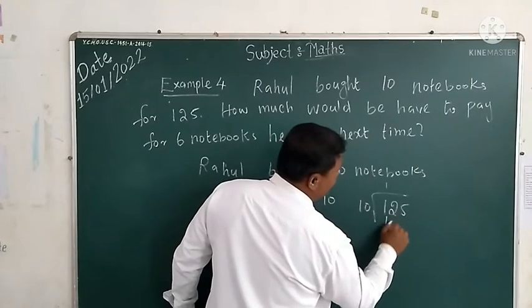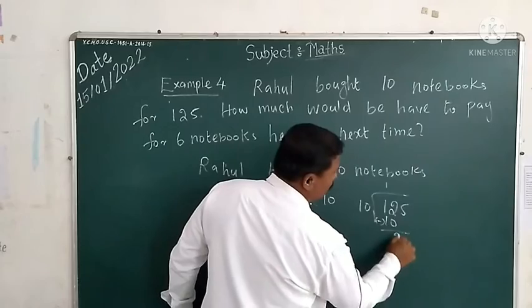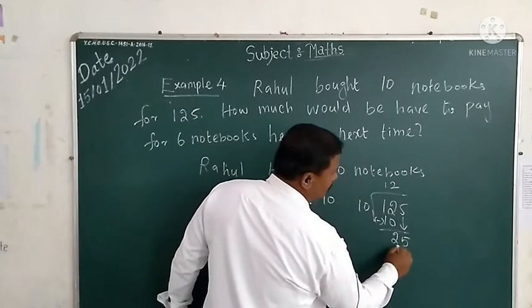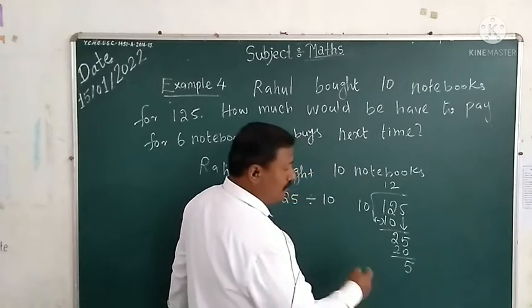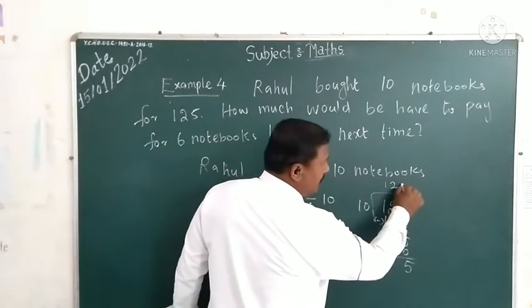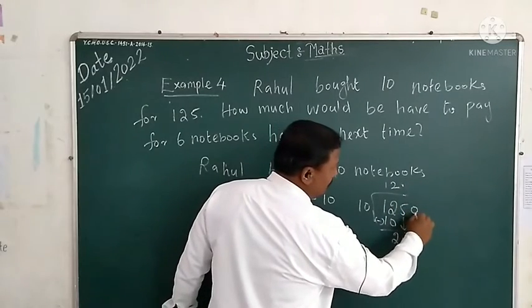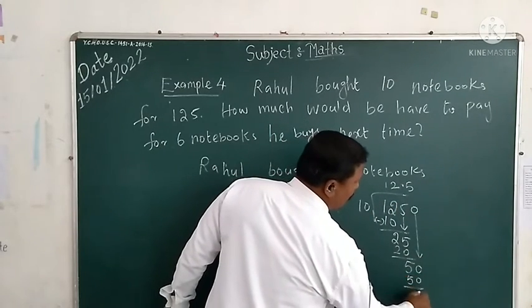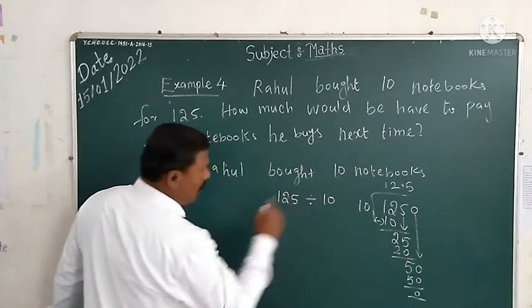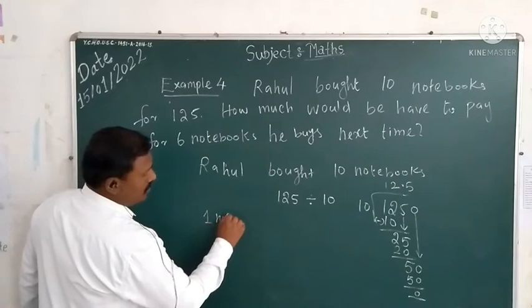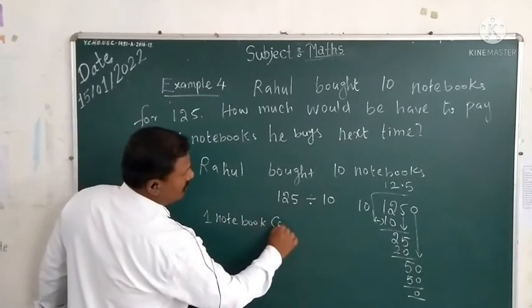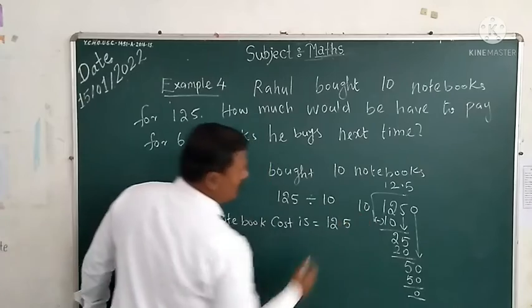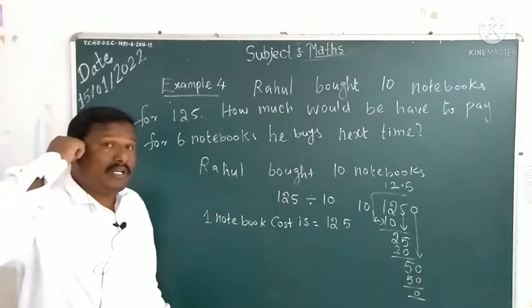So 125 divided by 10. So listen, 1 ten is 10. So subtract, remainder 2. Now bring down 5. So 2 tens are 20. Now remainder 5. Now 5 means we can divide more. So put a point here. Put a point. Here put 0. Take down 0. 50. So how many 10s? 5 tens are 50. Now remainder 0. So how many rupees is one notebook cost? One notebook cost is 12.5 rupees. One notebook cost is 12.5, means 12 and a half rupees.